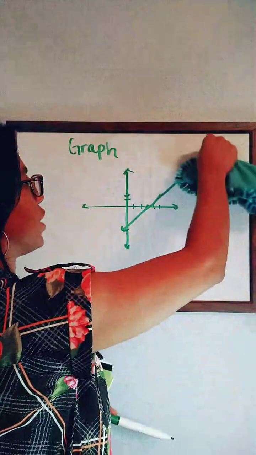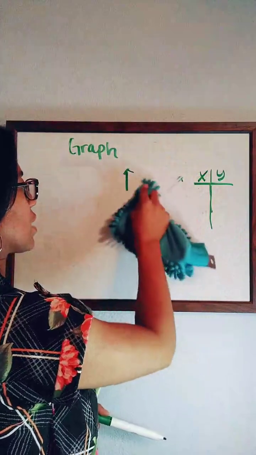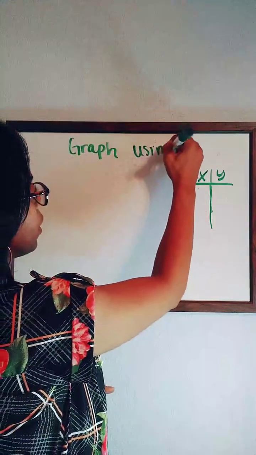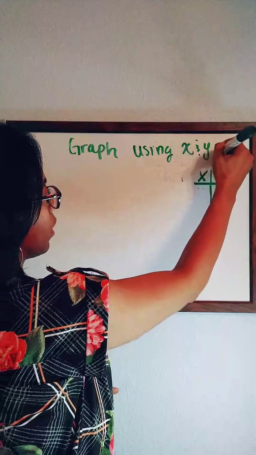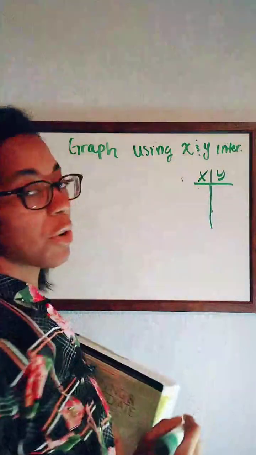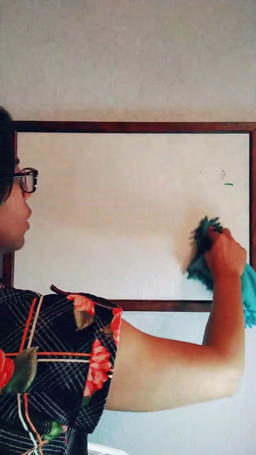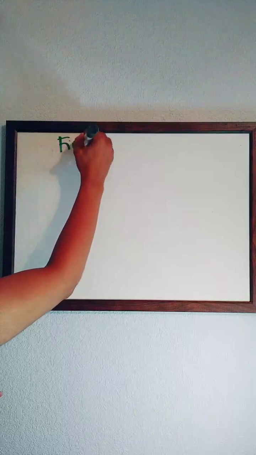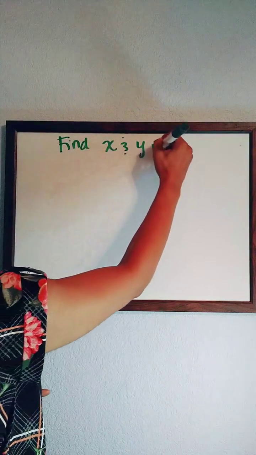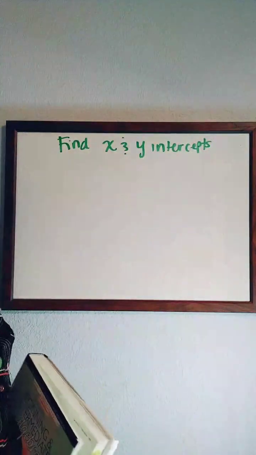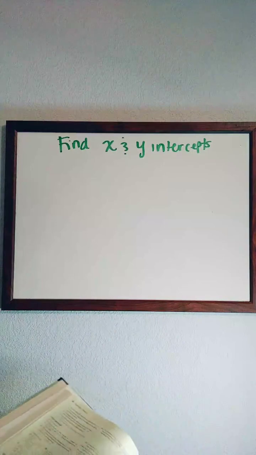So we want to graph equations of lines using the x and y intercepts. How do we identify the x and y intercepts? What do we have to do to find x and y intercepts?